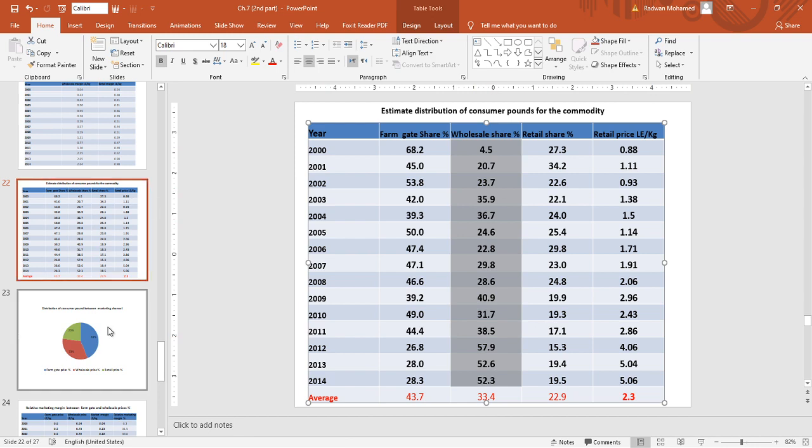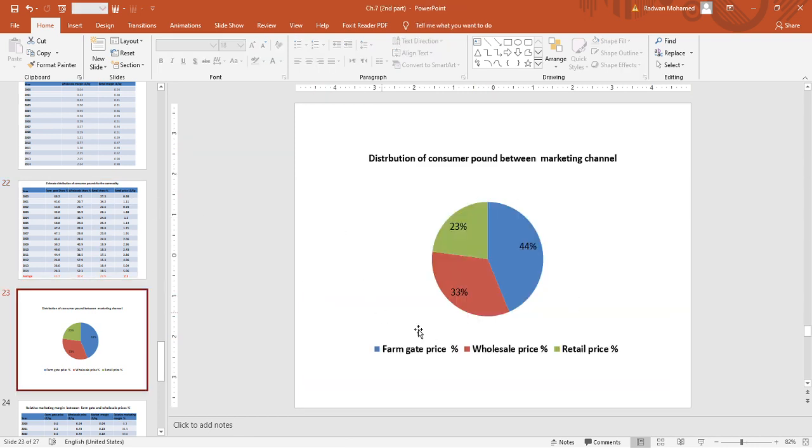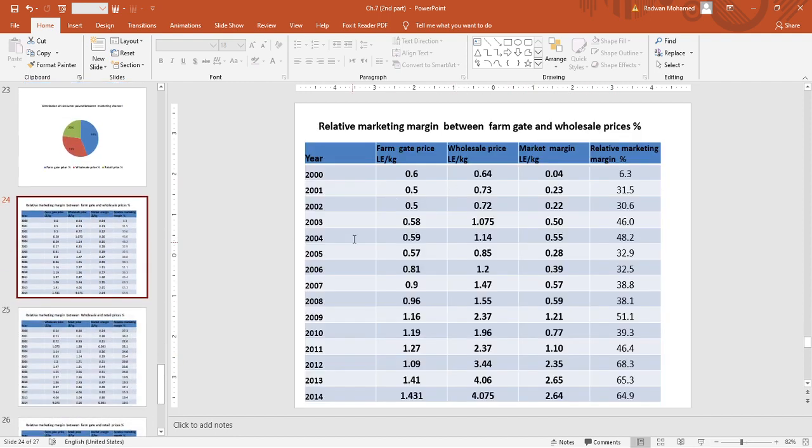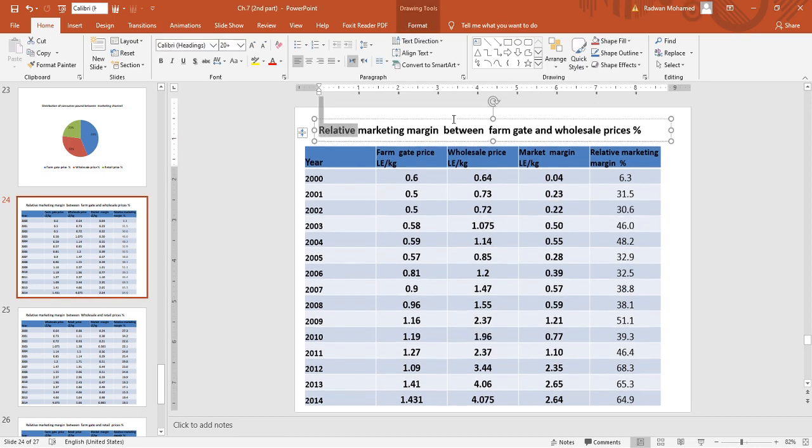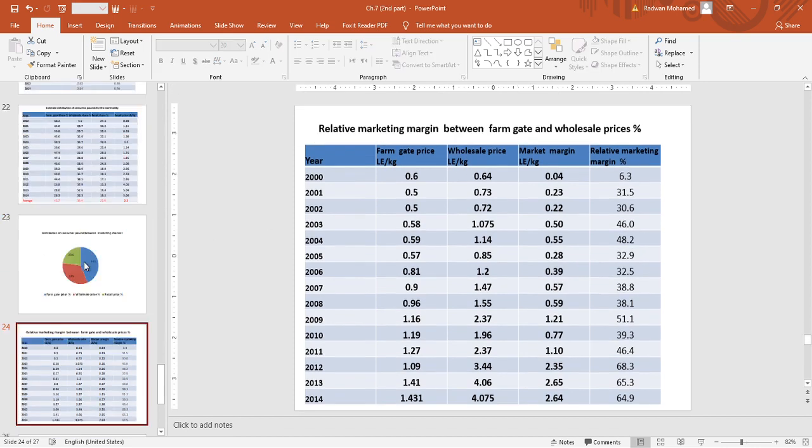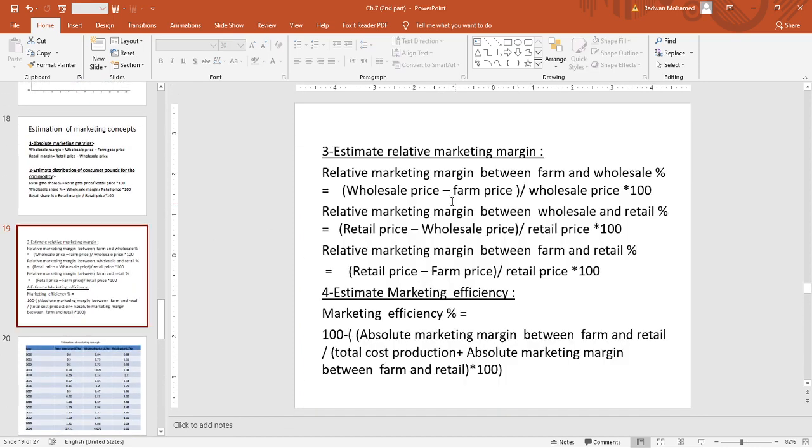If I draw a pie chart, I will find that the farm gate is 44%, the wholesale is 33%, and the retail is 23%. So I want to calculate here the relative market margin between farm gate and wholesale prices. If I want to calculate the relative margin, go back to the laws of relativity. Where are the laws of relativity? Here is the relative. Follow the laws, please, and you calculate the answer.